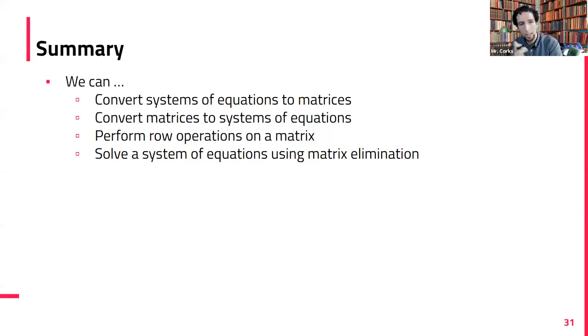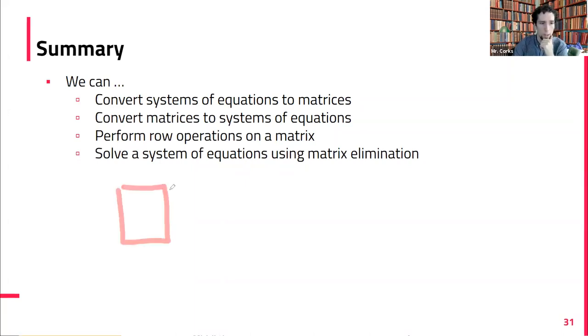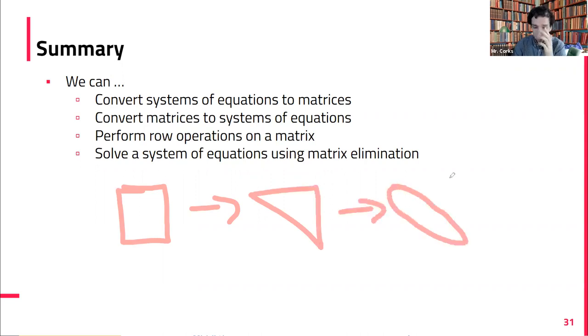So converting a system of equations to a matrix, and then a matrix to a system of equations. Converting is pretty easy. Row operations, just if we're adding or subtracting two rows, be clear about which one is our target. And then solving a system of equations from box to upper triangle to main diagonal only. Just remember those shapes. That's what we're trying to do.